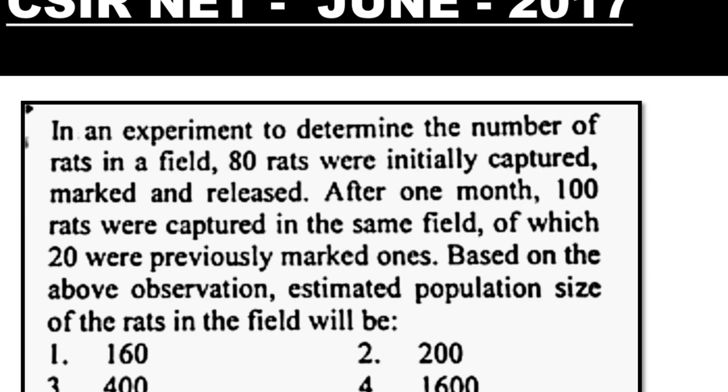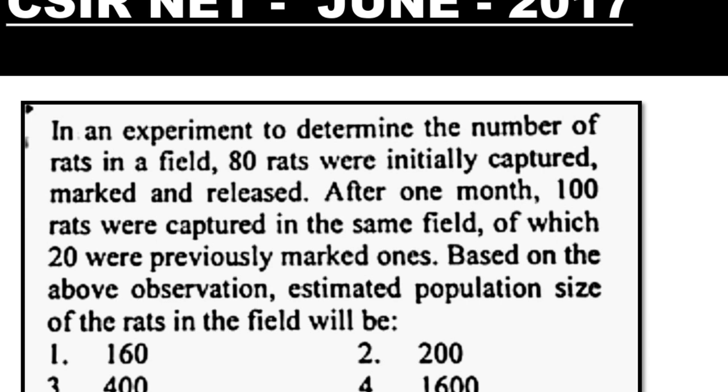Then they were marked and released. After 1 month, 100 rats were captured in the same field. So these again become my recaptured, and recaptured we call the second sample. So the first sample size is 80, the second sample size, the recaptured ones, is 100, and you can find that in this second sample 20 were previously marked. So 20 are previously marked.